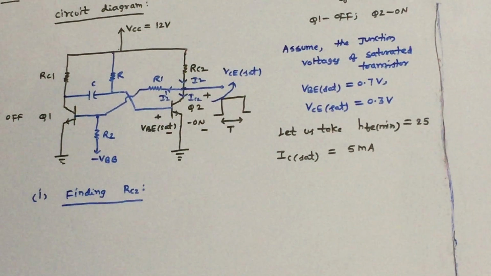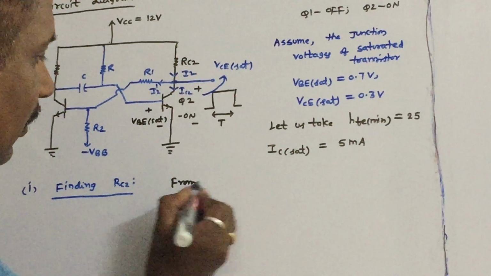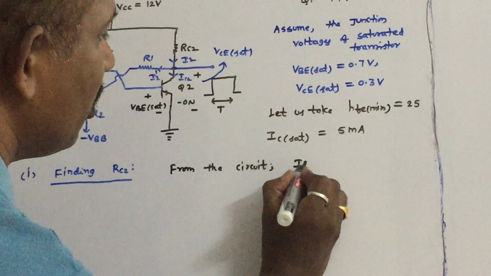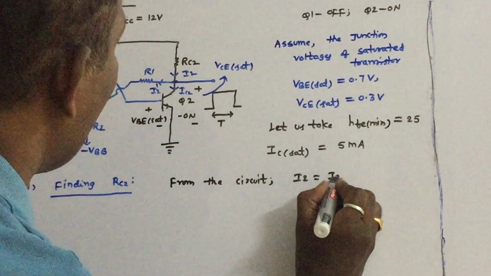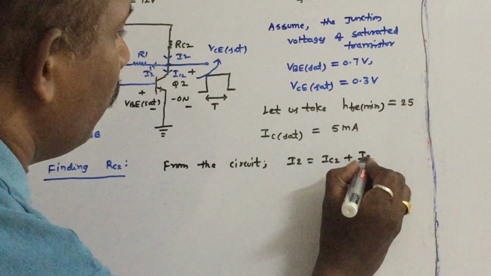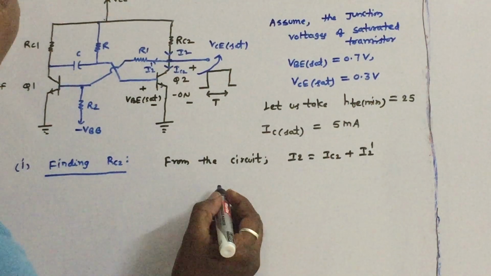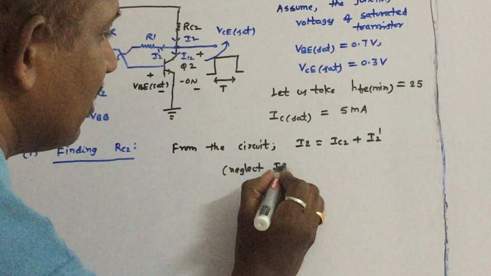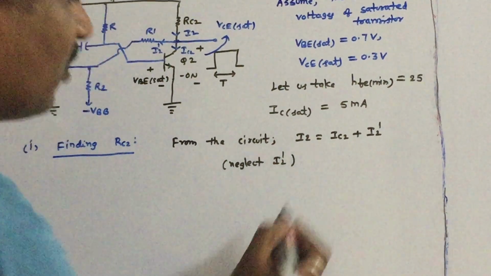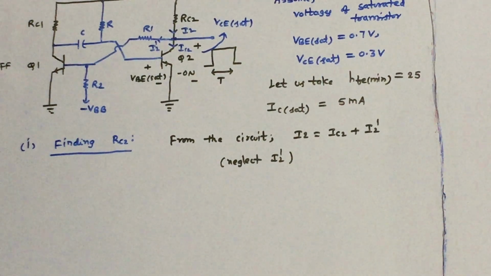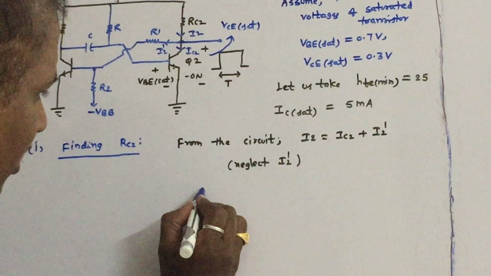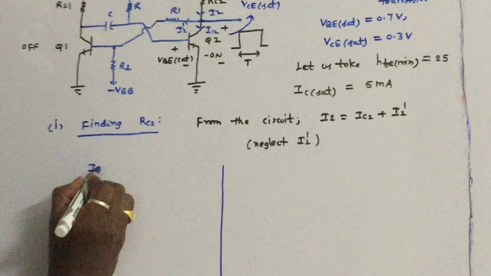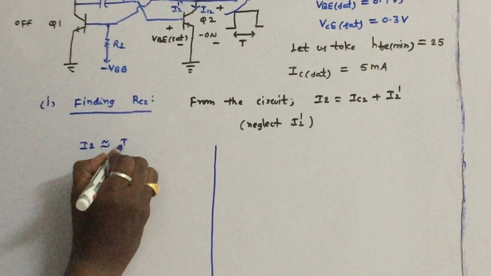So from the circuit, what can we write? I2 is equal to IC2 plus I2 dash. Since I2 dash is the base current for Q1, neglect I2 dash. Since this current is very small, the base current is generally, as you know, in microamperes. So the first step is, I2 is approximately equal to IC2.